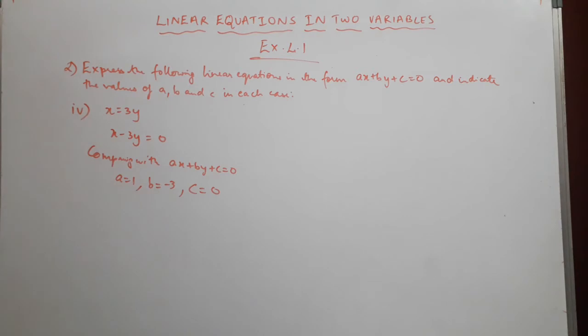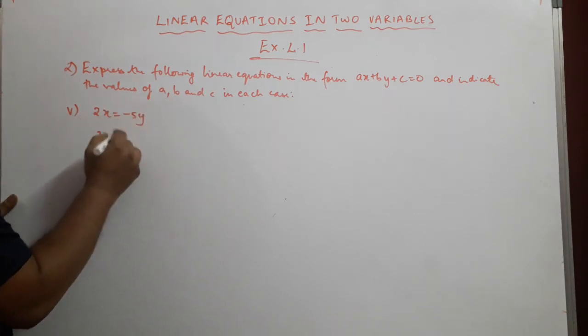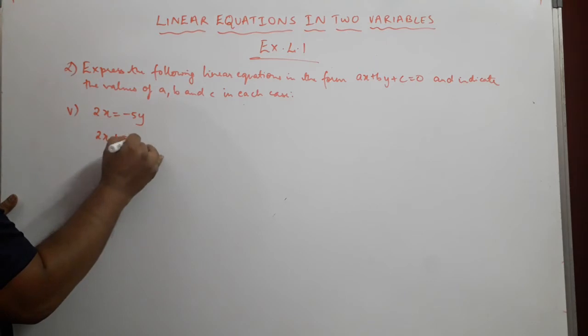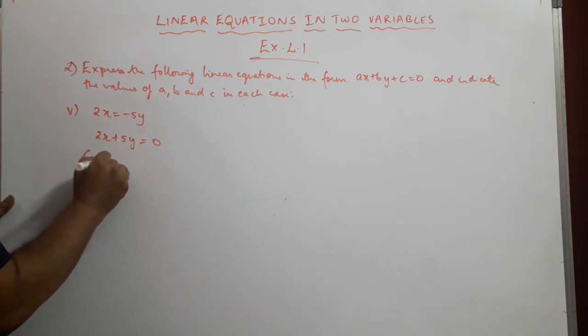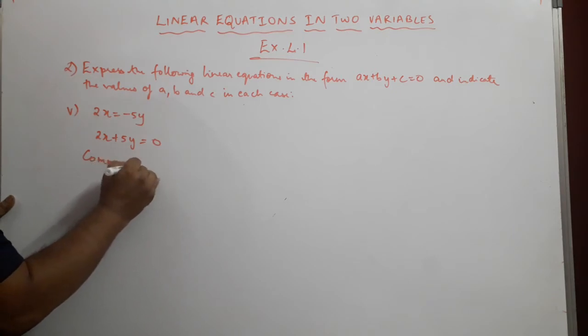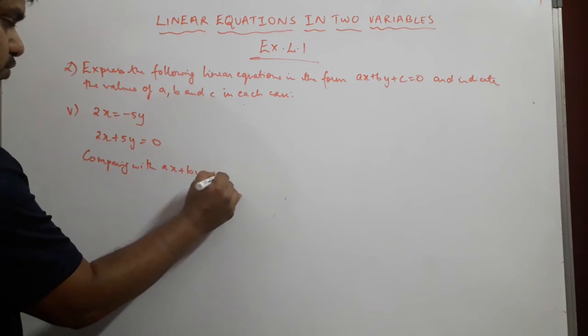Okay. Next problem. Next problem is 2x equal to -5y. Similar problem. So what I'll do is I'll bring -5y on the left hand side. It will become positive and it will be 2x plus 5y equal to 0. Then we compare it with the general form, comparing with ax plus by plus c equal to 0.